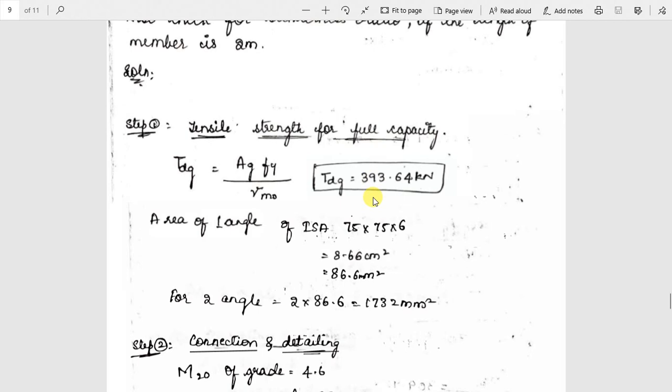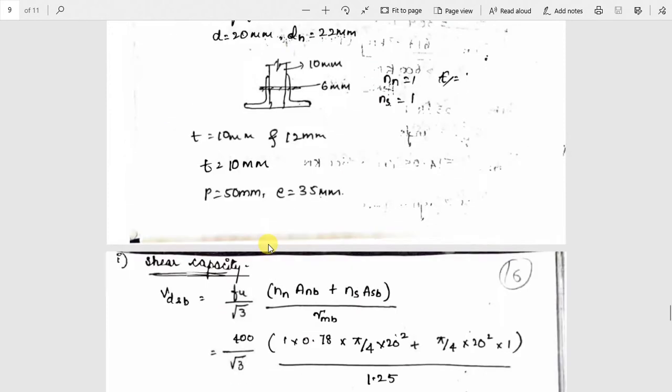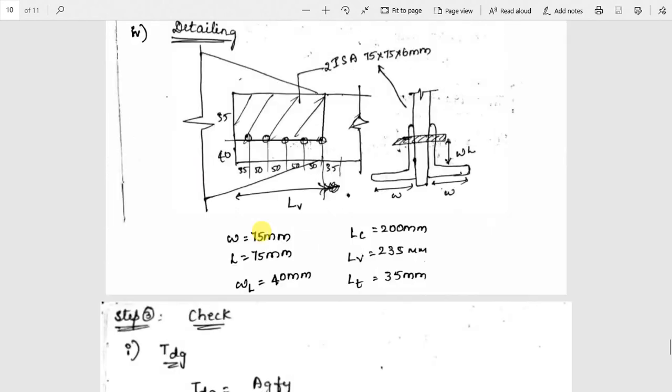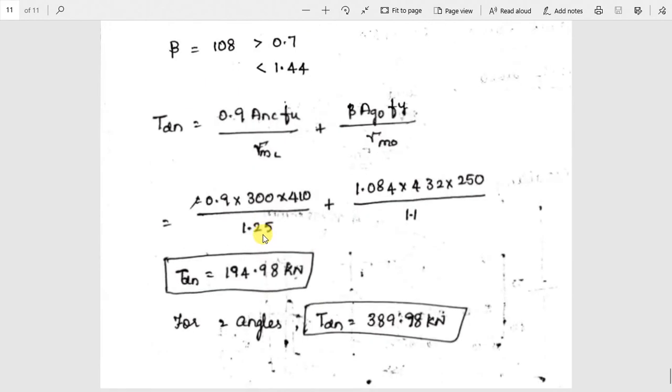It's the same design problem. Instead of giving the load, he has given the angle and the number of angles to be used. So using that data, you can calculate the value of the load. That means he has asked you to design for its full capacity. So this is the full capacity of two angles combined of 75 by 6 mm. The next step follows the same connection and detailing, and after that the checks. The same procedure is followed here also.